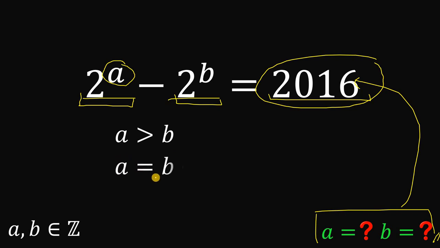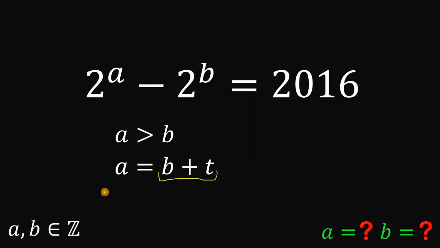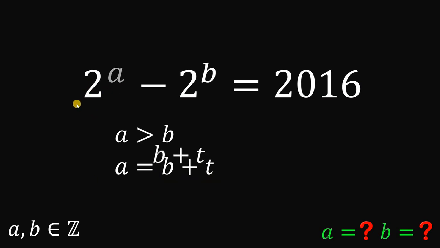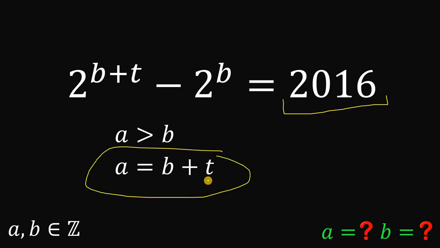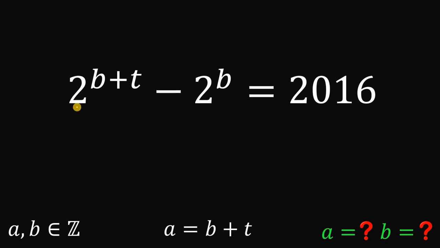And we can now rewrite a in terms of b. So we can say that a must be equal to b plus some number t. We don't know that t, but we will find the value of t later on. So, we can replace the variable a with b plus t. If we do that, we get 2 raised to the power of b plus t minus 2 raised to b equals 2016. Now, let's focus on this equation, and don't forget that a must be equal to b plus t. Alright, now let's solve this equation.